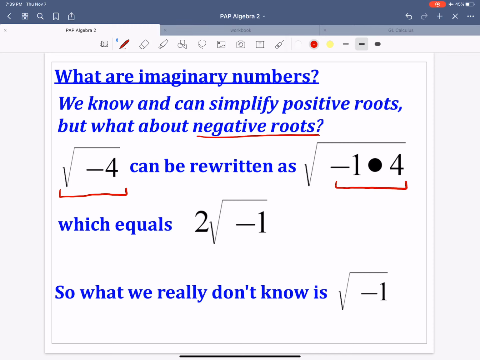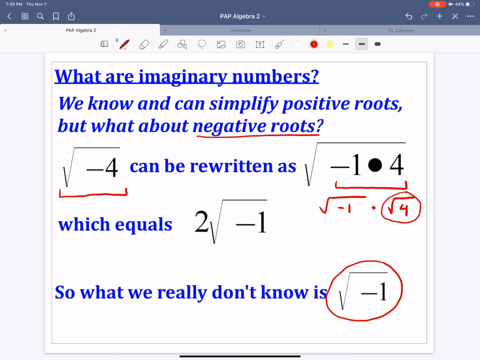Properties of radicals tell me that I can split this up into 2 different square roots. I can take the square root of -1 times the square root of 4. The square root of 4 should be familiar to us; we know that equals 2. So really what this boils down to is when we take the square root of negative numbers, the only thing that we don't know is the square root of -1. If we could figure out what the square root of -1 equals, then we could solve negative square roots.